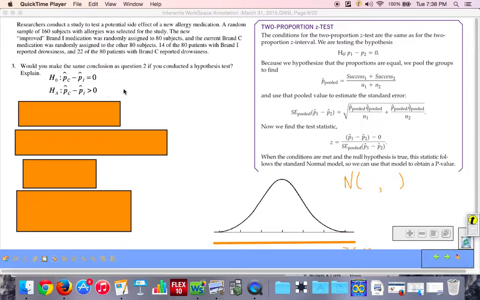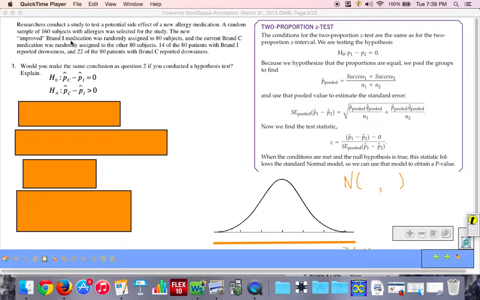Let's take a look at our hypothesis test when we're comparing two proportions. So here's the notes you'll need for this section. Let's take a look at the hypotheses. The null hypothesis would be that the proportion of brand C minus the proportion of brand I equals 0. That means there's no difference between them. And the alternative hypothesis here would be that the proportion of people reporting drowsiness for brand C would be greater than the proportion of people reporting drowsiness for brand I.